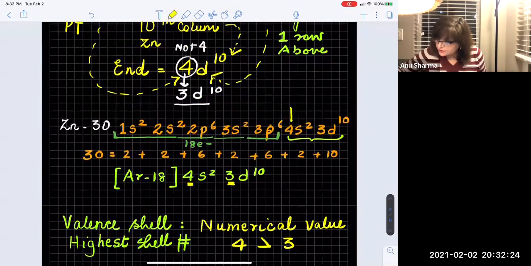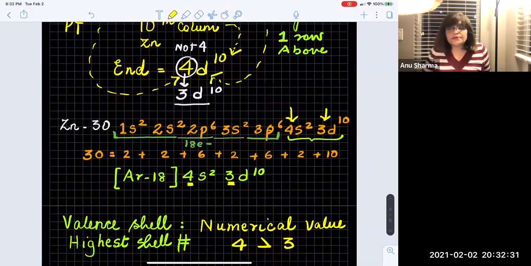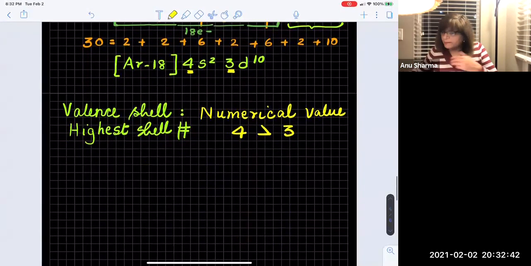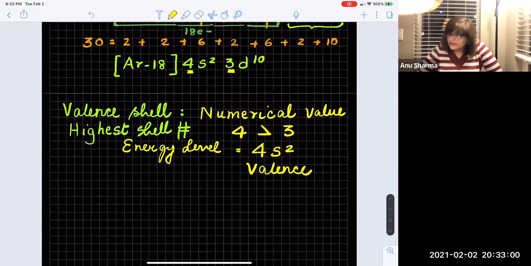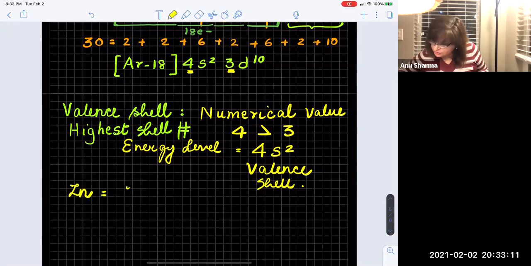Even though when you fill in the electronic configuration, you fill in 4s2 first and then 3d, you might say, this should be bigger, since d is more expanded. But the numerical value is what determines the energy level. So four is a higher energy level than three. Therefore 4s2 is the valence shell. Valence shell is the last shell. So 4s2 is the highest shell number, so zinc has two valence electrons.